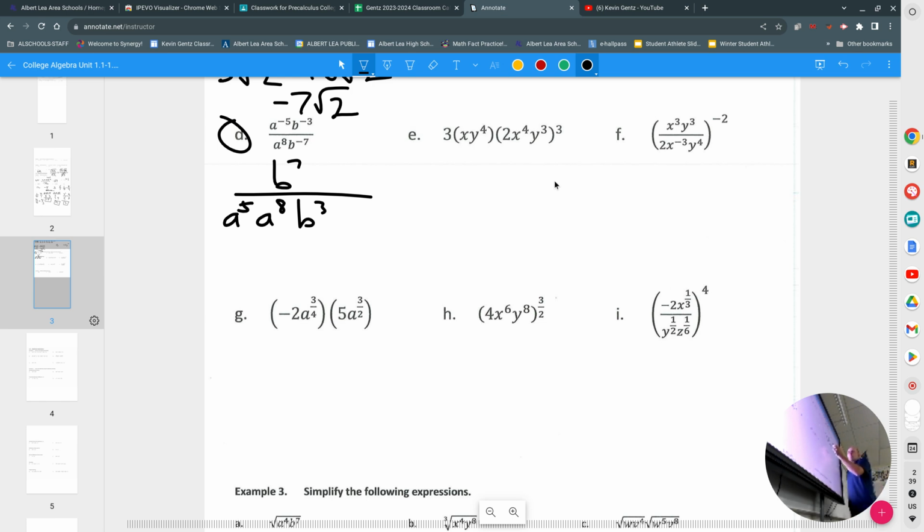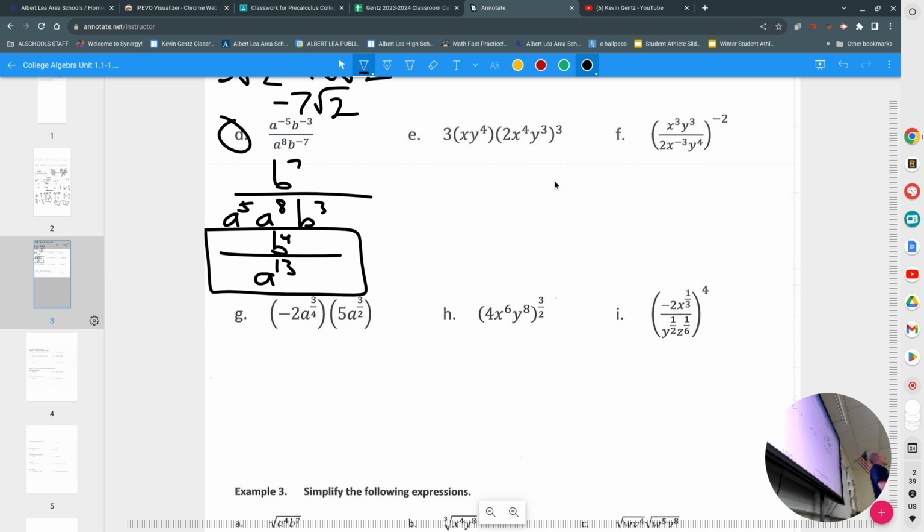Now, if we're multiplying these, we add the exponents. We get a to the 13th in the bottom. And then b to the 7th over b to the 3rd. If you're dividing, you subtract the exponents. You get b to the 4th. So your final answer is b to the 4th over a to the 13th.